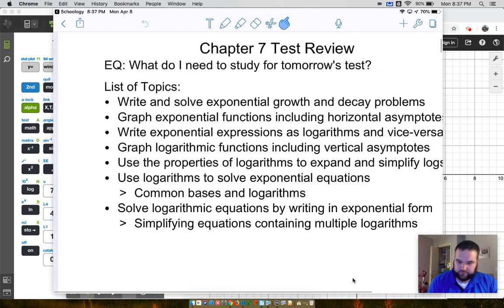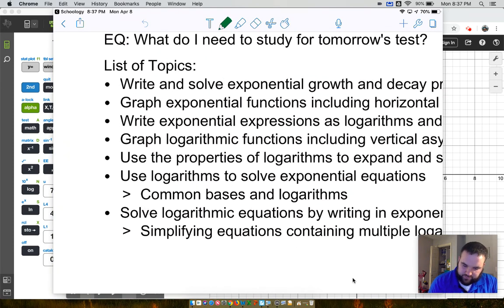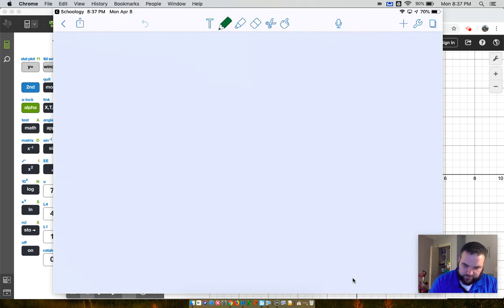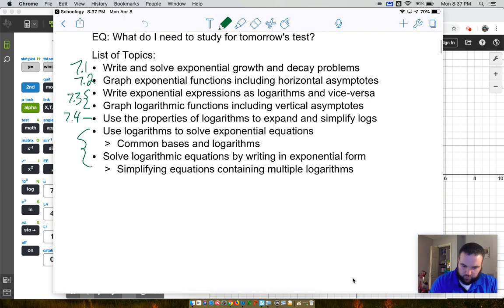Just to split this apart, this first topic is 7.1, where we write and solve exponential growth. Then we go to 7.2. The next two topics are 7.3. This right here is 7.4. And then the last couple are 7.5.